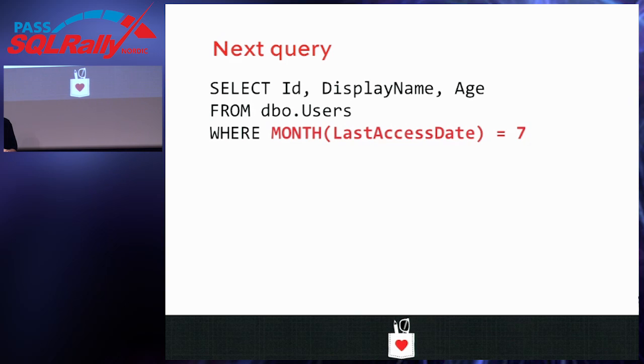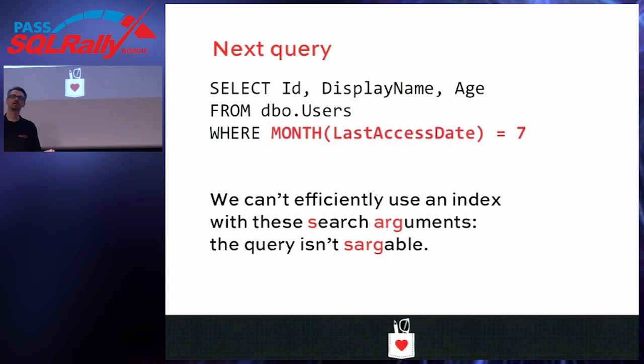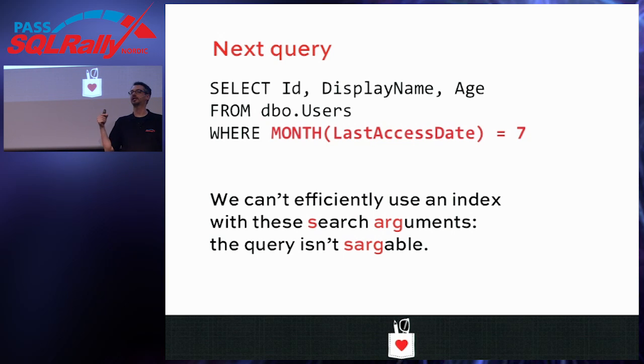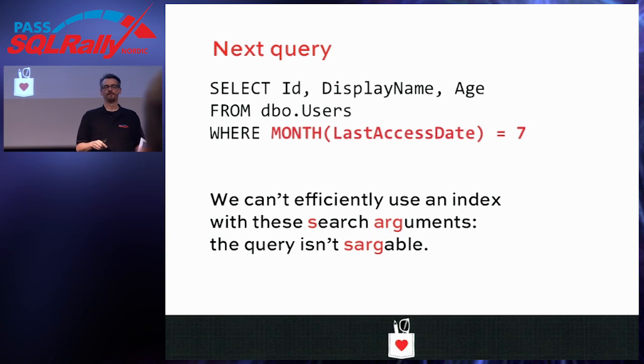Now, I know when I was a developer, I used to think that the database would be smart enough to use my index and go to the 1st July, read to the end of that July, skip ahead to the next July, move on. SQL Server's way lazier than that. SQL Server bails out much earlier and says, I can't efficiently use an index with these search arguments.